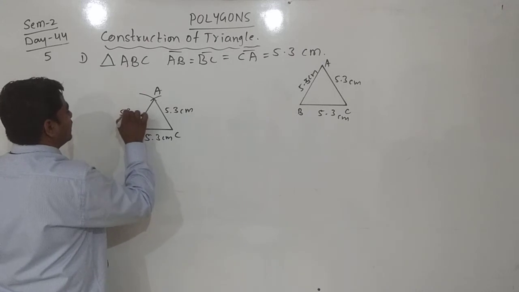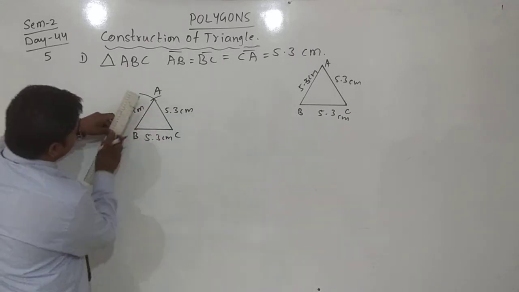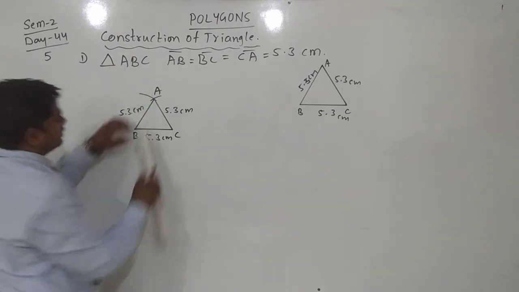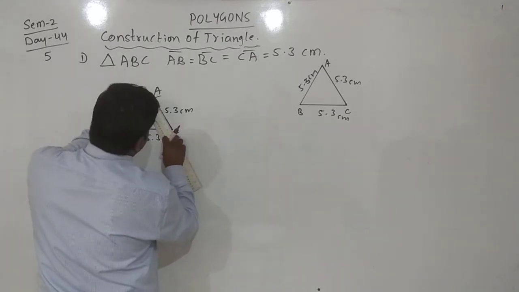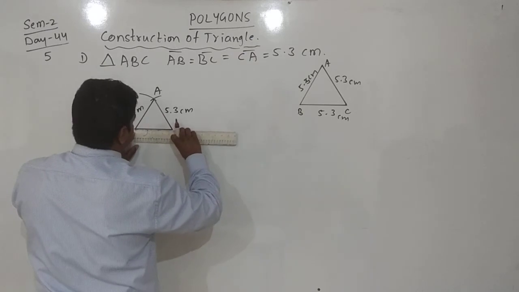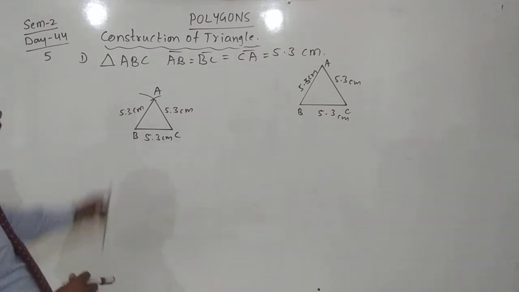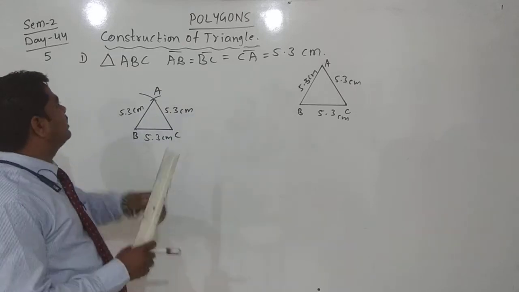If you have doubt, you can check with the ruler: 0, 1 up to 5.3 centimeter. This one also is 5.3 centimeter, and this is also 5.3 centimeter. With the help of compass and ruler, we can construct a triangle when all three sides are given.